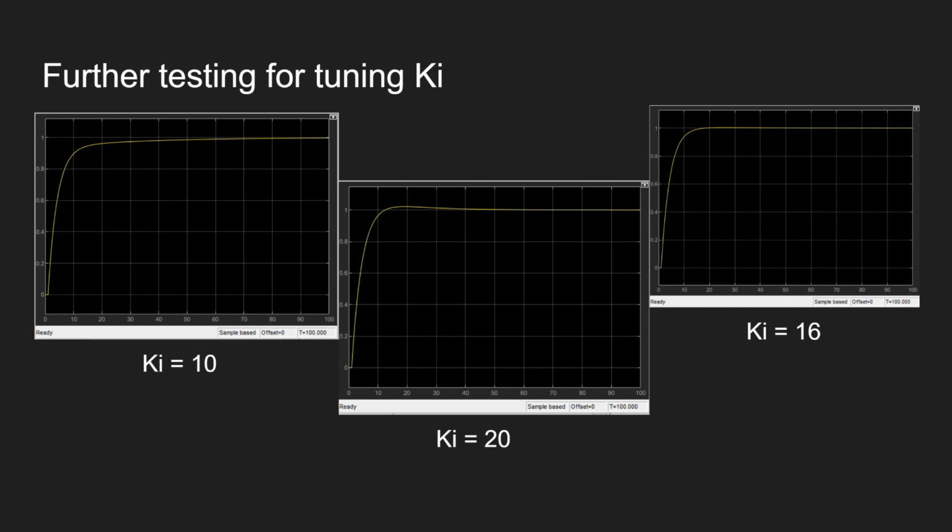And then we see once we hit a KI of 20, the response time is good, but it actually does cause some overshoot. So we reduced it a little bit, and KI 16 seems to be essentially perfect. Good response time, as well as no steady state error, no overshoot.